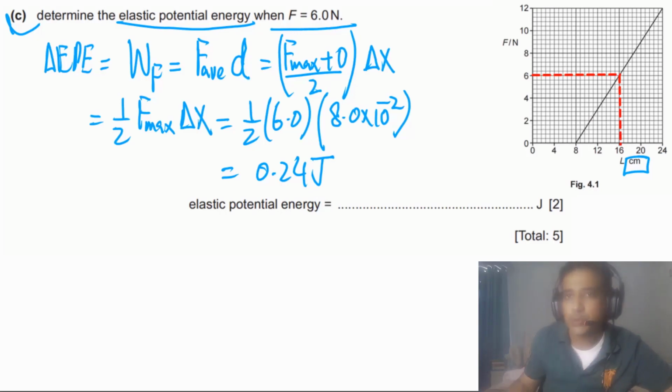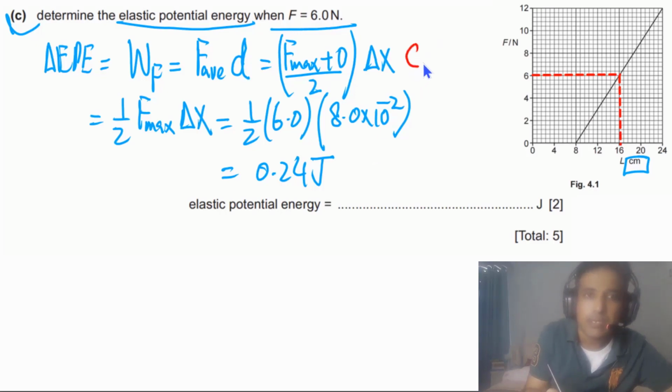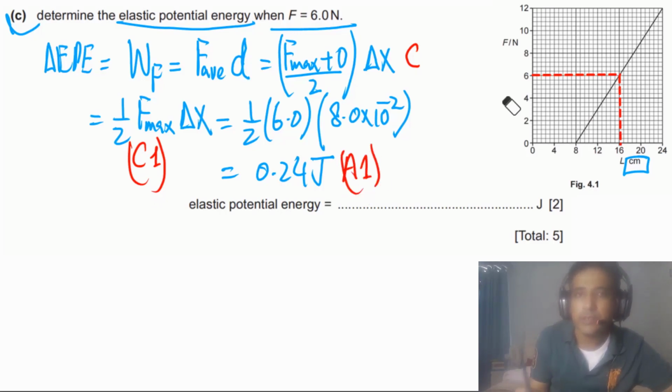And this question has 2 marks. The first mark you will get, that one will be the C mark, if you have written this equation. And this one will be the answer mark. If you got the right answer, you will get 2 marks for this question.